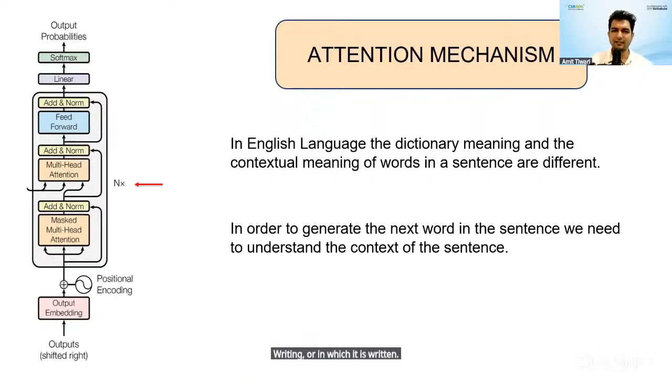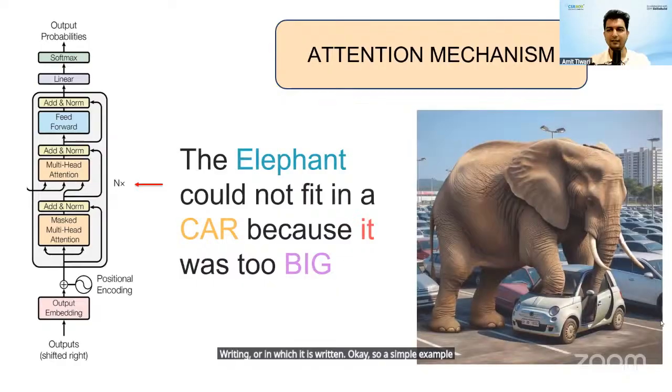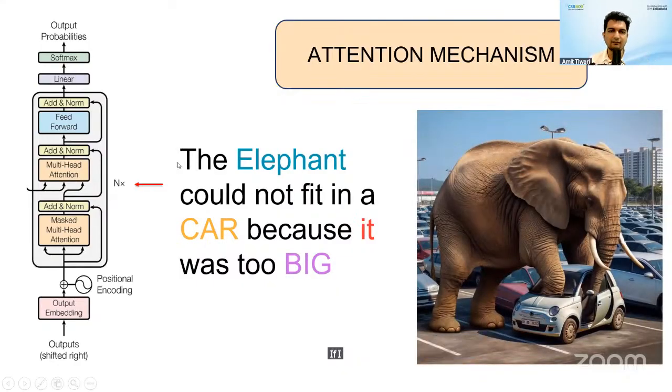A simple example I want to explain is, if I say the elephant could not fit in the car because it was too big. In this sentence, what does the word it represent? If I want to find the meaning of it.